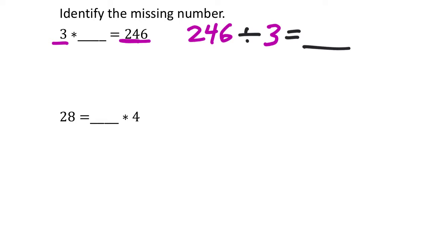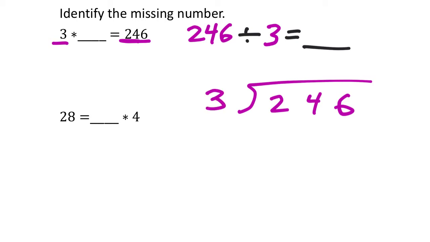So I can set this up with long division because I don't know my 3 times tables up to 246, but maybe you do, and that'd be fine if you did that very quickly. But I'm going to show this with long division. So 246 divided by 3. And I'd say, okay, well, the 3 is not going to go into the 2 in the hundreds place value. 2 is too small. But it will go into the 24.